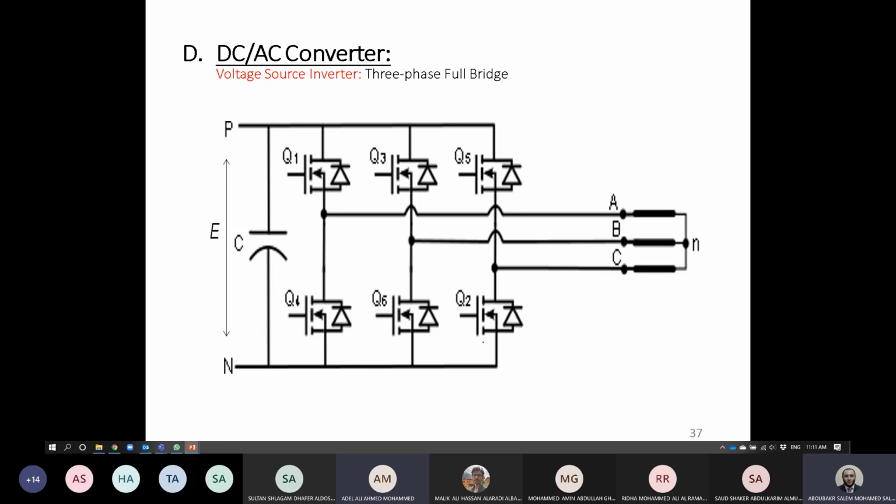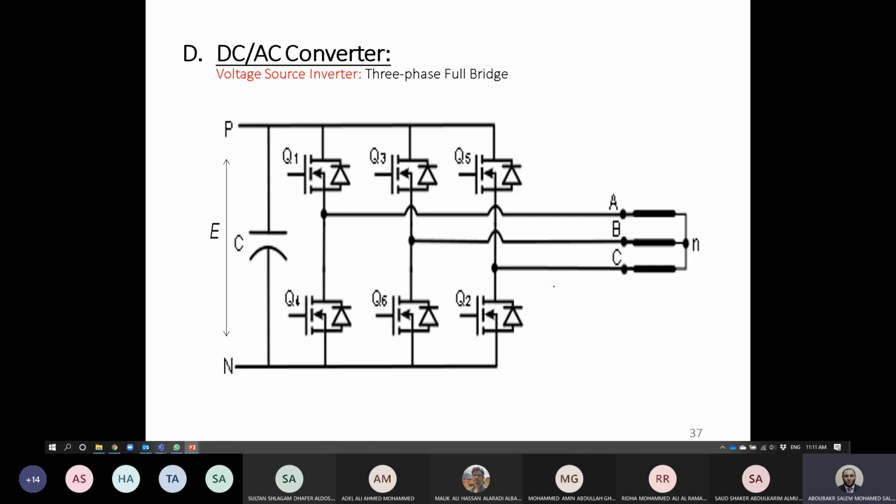Exactly. So the number of phases can be represented by some extra arms. If we have 5 phases, we can make 5 arms. If we have 6 phases, we can make 6 arms, which can be considered as twice of this circuit shown here. So this is the idea of the full bridge converter now.